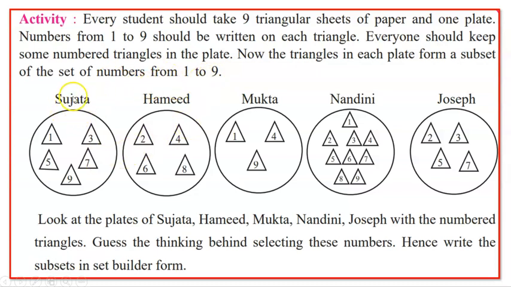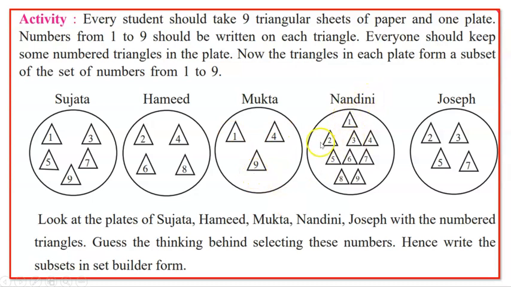ओके, आता या ठिकाणी सुजाताने काय केले? She has written 1 3 5 7 9. ओके, हमीदने काय केले? 2 4 6 8. मुक्ता 1 4 9.